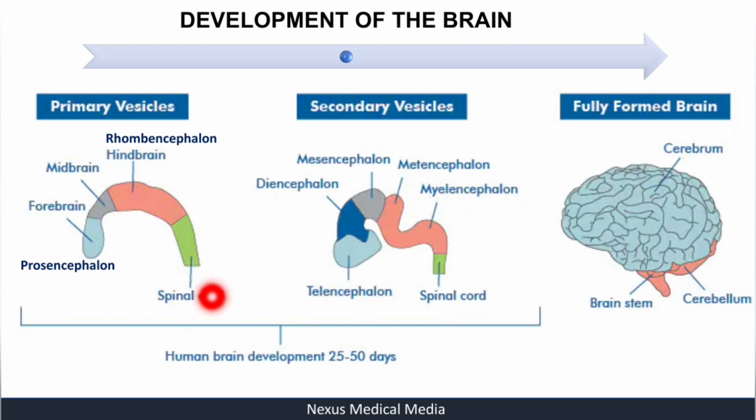Right, so this is from 25 to 50 days. This is a fully formed brain. It consists of the cerebrum, the cerebellum, and the brainstem. The brainstem is mainly the midbrain, the pons varolii, and the medulla oblongata, right?